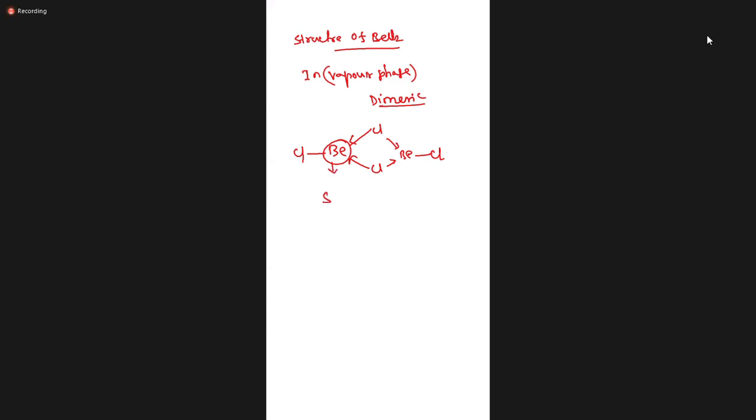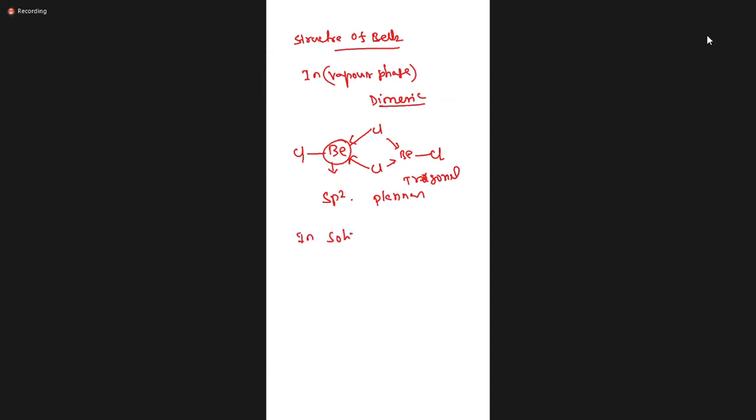This is most important. In vapor phase, it is a dimeric structure. Dimeric means like this: beryllium. In the dimeric structure, beryllium undergoes sp2 hybridization. It is a planar structure, trigonal planar structure.